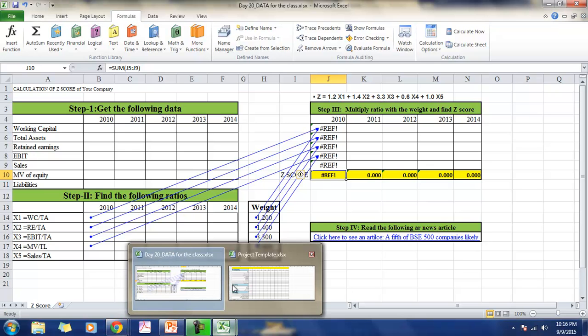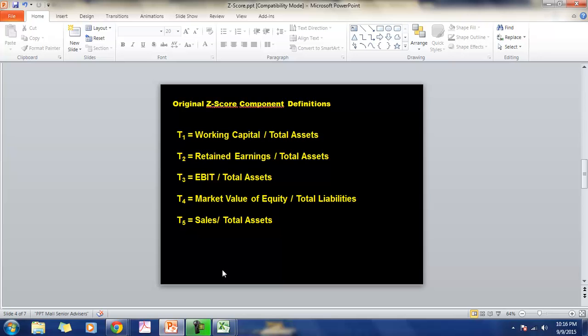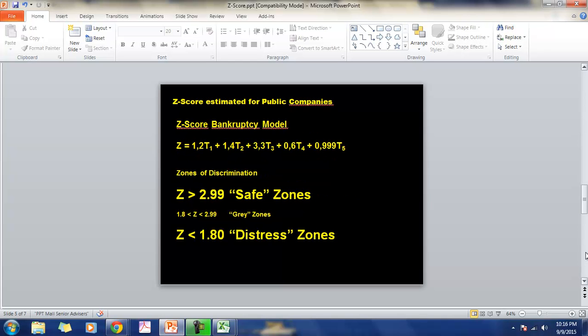Compare this Z-score with the benchmark, and this is called zones of discrimination. So the model says if the score is greater than 2.99, the company is in the safe zone. But if the score is less than 1.8, there is a possibility that the company may become bankrupt in the near future. That's why it's called the distress zone.